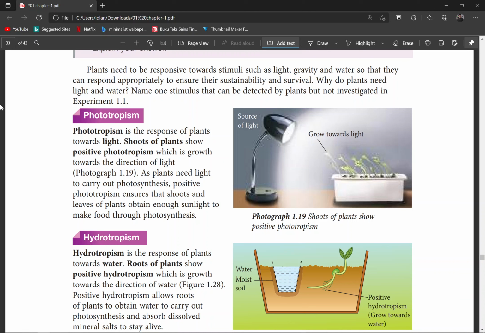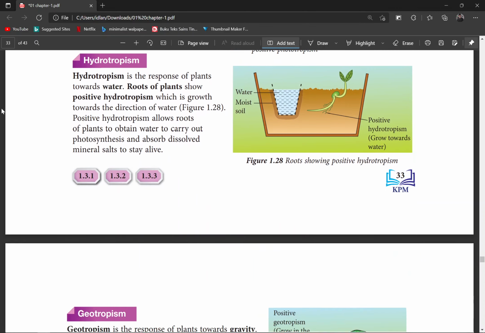Why do they do so? Because they need light. Aren't they getting light if they don't move towards the light? Well, they will not get the exact amount of light for each individual plant. That's the reason why they grow towards light. It's a positive phototropism.